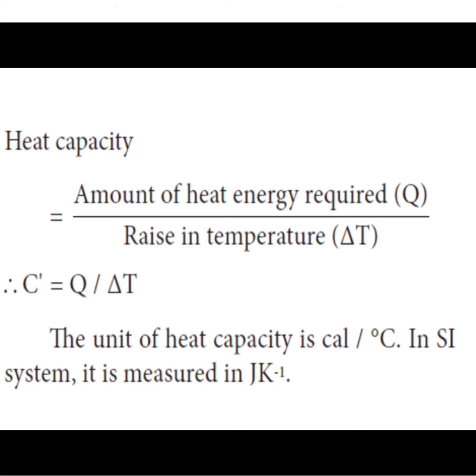Heat capacity is defined as the amount of heat energy required by a substance to raise its temperature by 1 degree Celsius or 1 Kelvin, and it is denoted by the symbol C. Heat capacity is equal to the amount of heat energy required divided by the rise in temperature. The unit of heat capacity is calorie per degree Celsius, and its SI unit is joule per Kelvin.